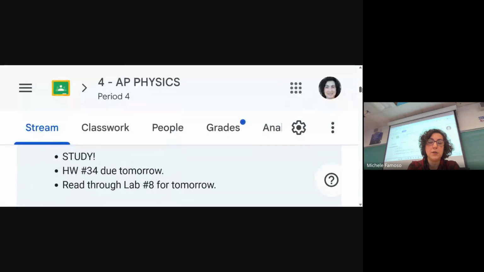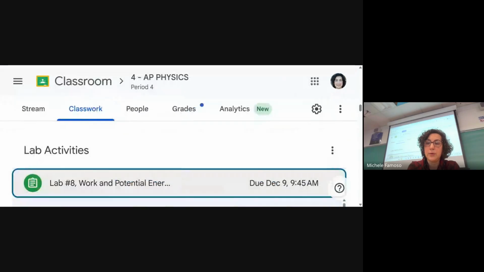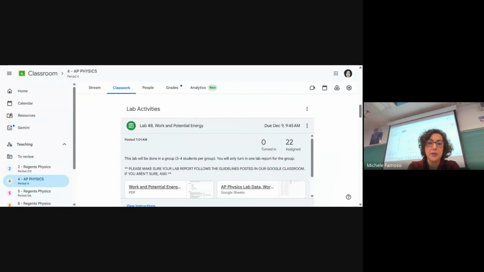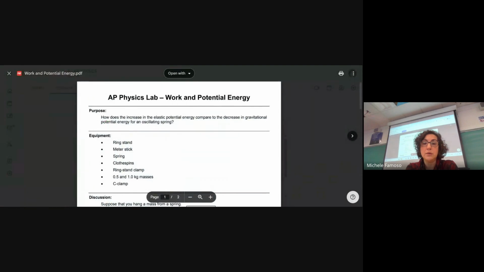There it is. So let me pull up Lab 8, and we'll talk about what you're doing. There's a lot of stuff here in Lab 8. There's going to be a handout, which I need you to read through tonight, and there is a Google Sheet, which one person in the group is going to use and then share it with the rest of the group to edit the data. You are not turning in the Google Sheet to me. You're going to be copying and pasting your data tables and so forth into your lab report. Okay. So let's talk about this lab.